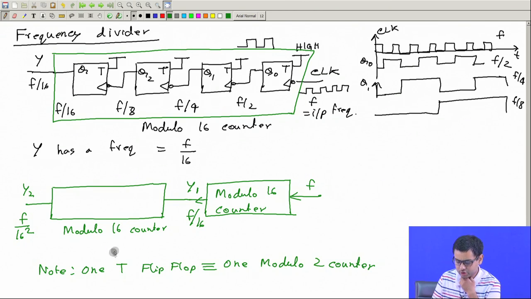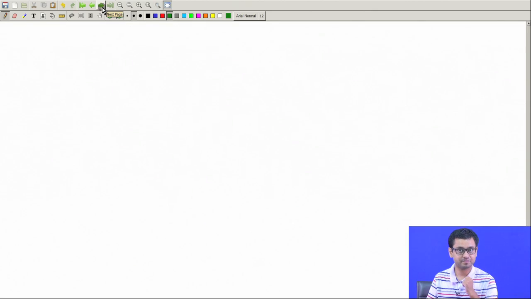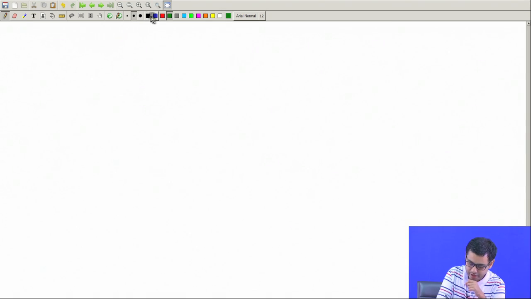Okay. So in this way you can divide any frequency into lower frequencies. But this way you can divide only by 2, 4, 8, 16, in powers of 2, right. But if you want to divide by 10, then what do you need? You need a counter that counts 0 to 9. So a decade counter. You need a decade counter if you want to divide a frequency by a factor of 10. So let's take a decade counter.